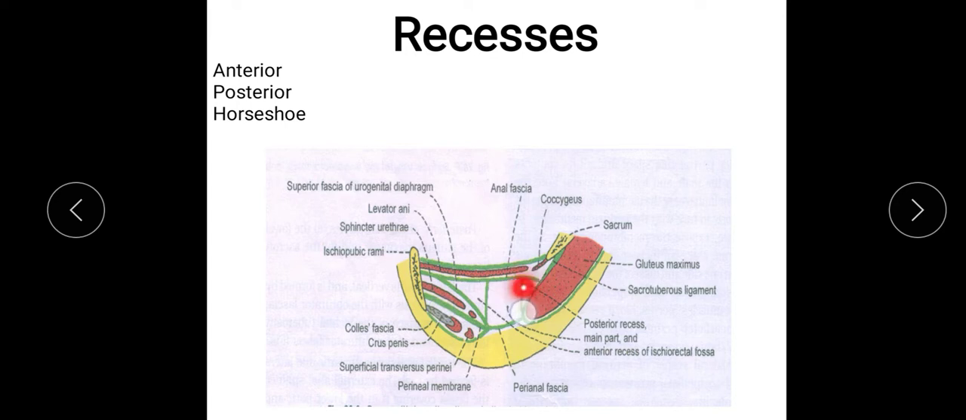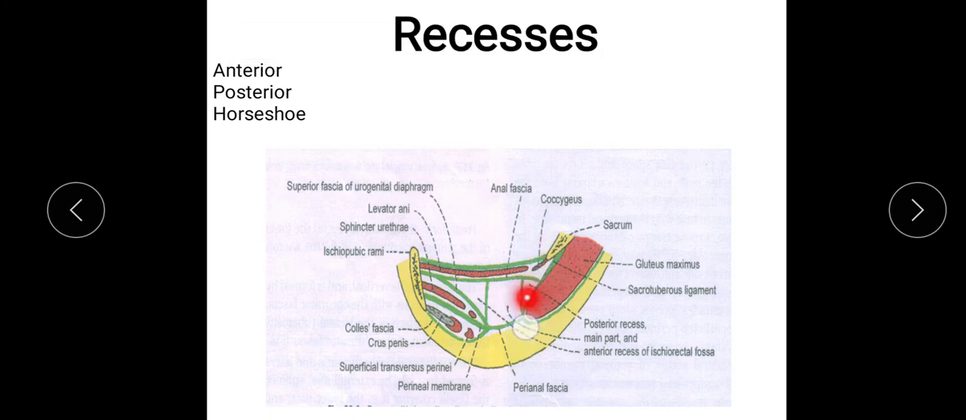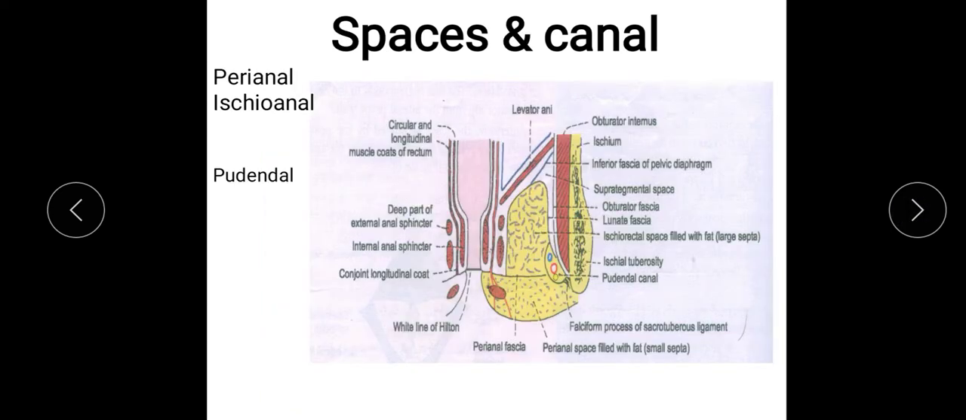The posterior recess is smaller than the anterior recess. It extends deep to the sacrotuberous ligament. The horseshoe-shaped recess connects the two ischial fossae behind the anal canal. Then the spaces. There are two spaces. This one is the perianal space, and this one is the ischial space.